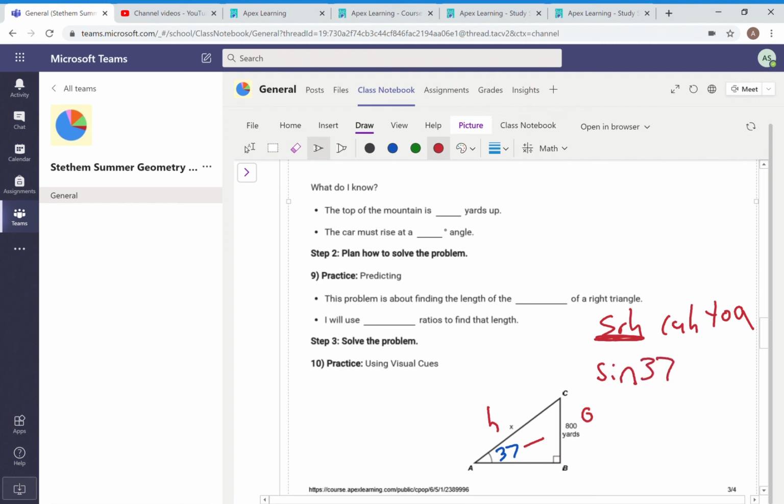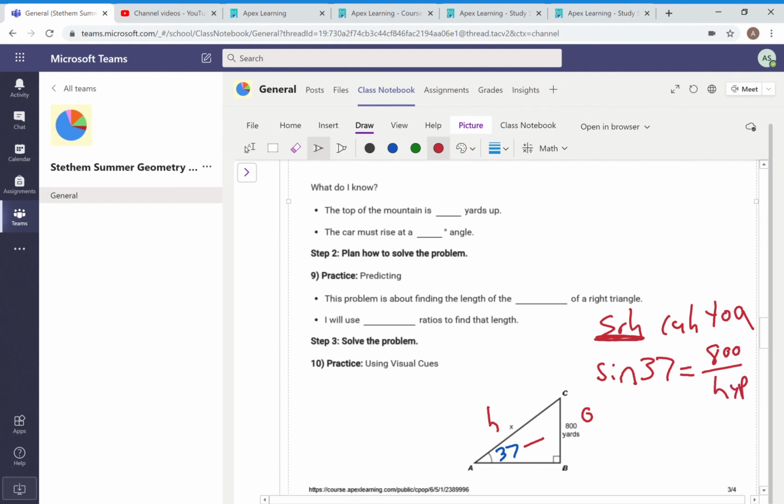So sine 37, you can do that in the calculator. Your phone should have a calculator. You can also look it up on the internet. You should just be able to hit sine 37 in my phone, and it worked out fine. If you're having issues with it, let me know. It should equal opposite 800 over hypotenuse.